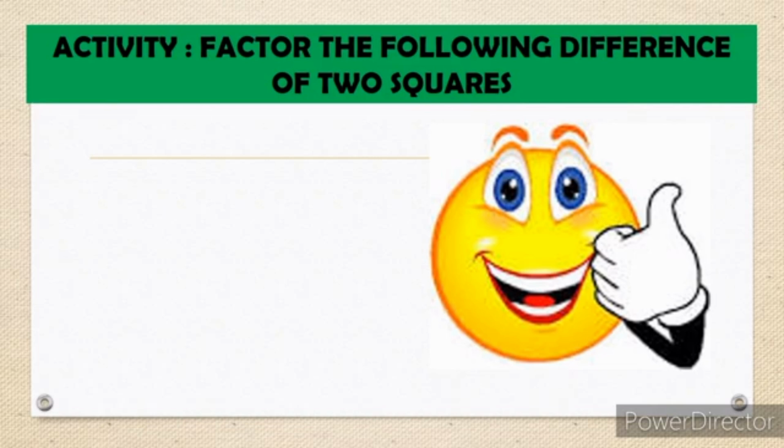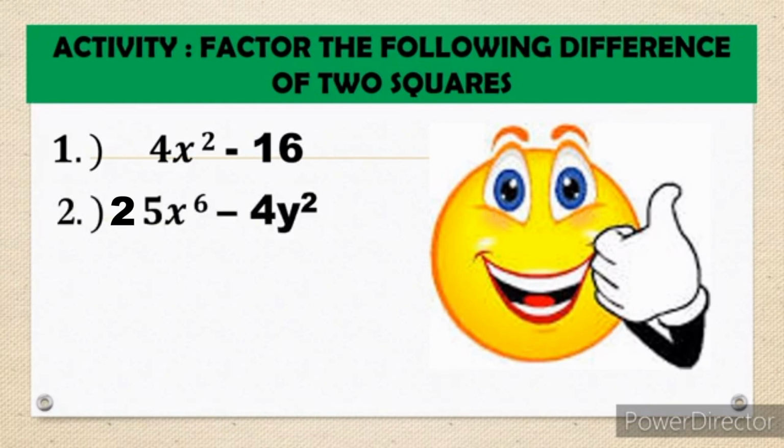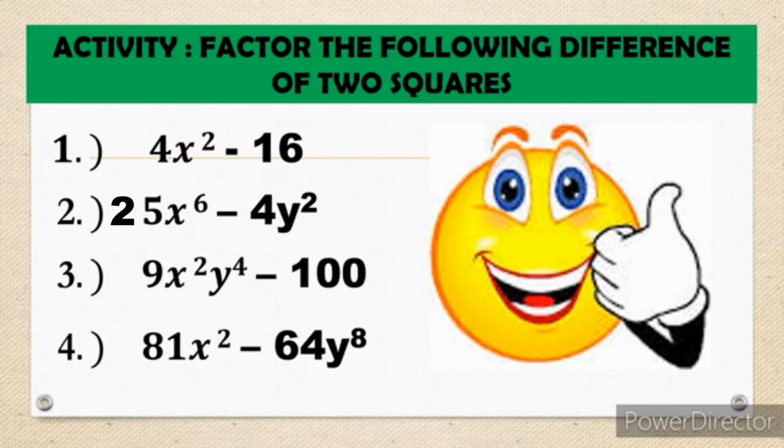So this is for your activity. You're going to factor the following difference of two squares. Number 1, 4x squared minus 16. Number 2, 5x raised to 6 minus 4y squared. Number 3, 9x squared y raised to 4 minus 100. And number 4, 81x squared minus 64y raised to 8.